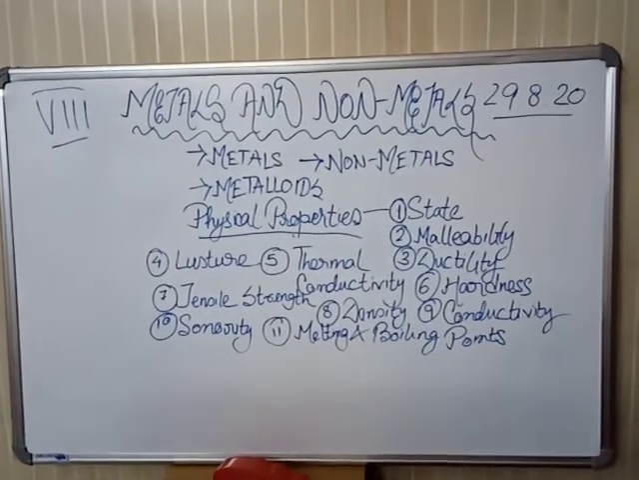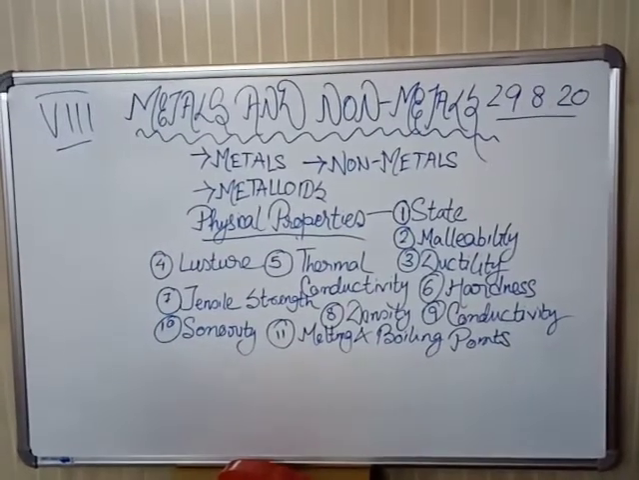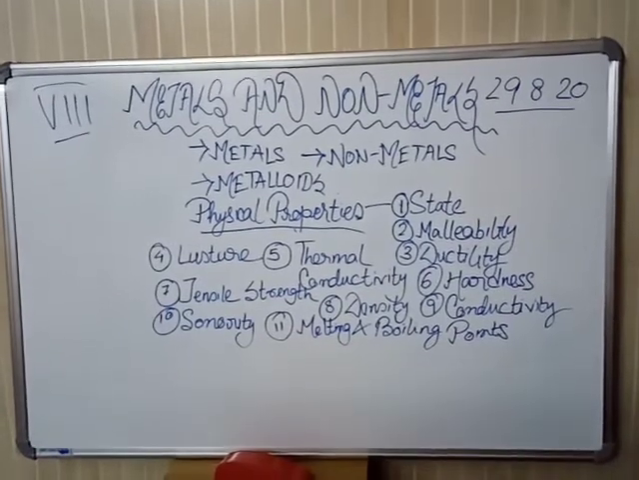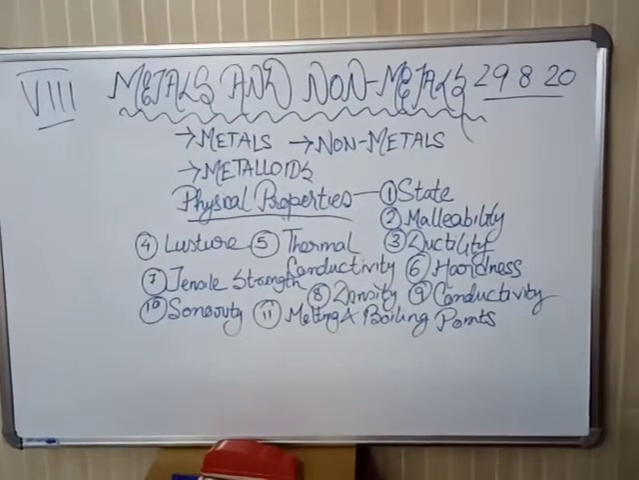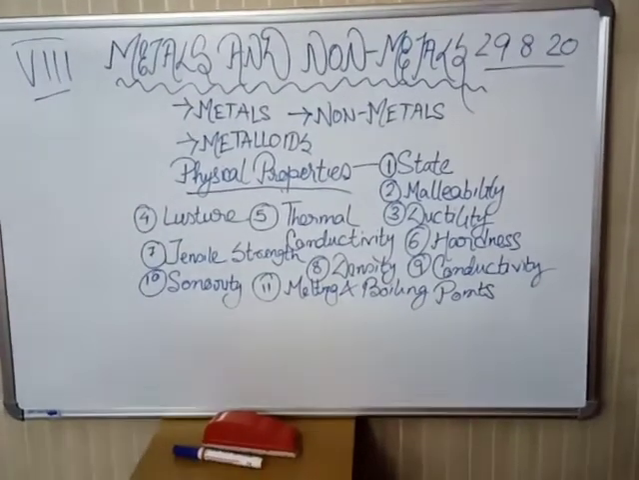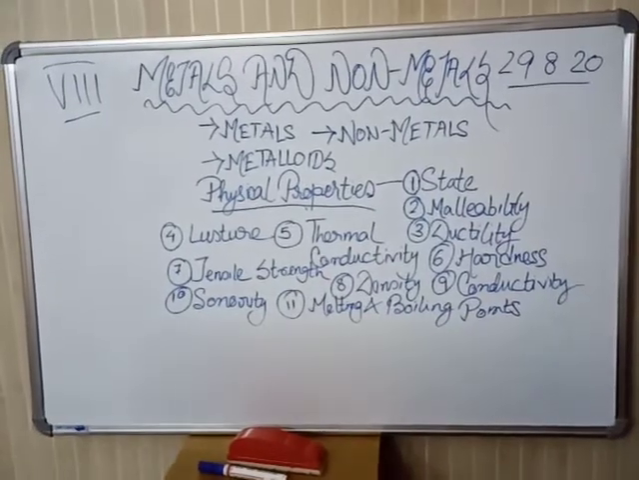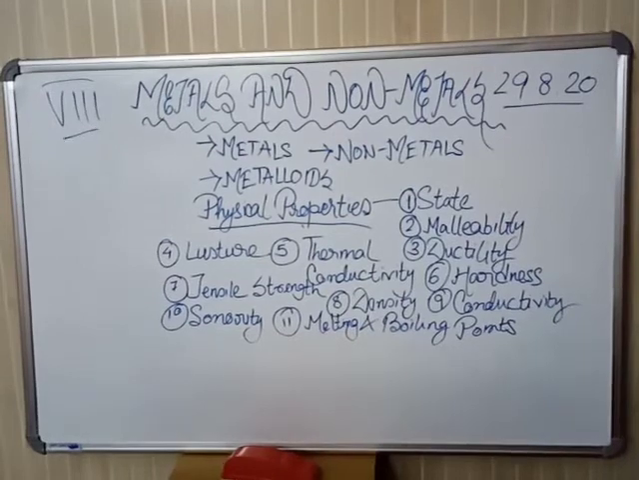Okay. Non-metals are poor or bad conductors of electricity, for example sulfur and phosphorus. However, graphite is the only non-metal that acts as a good conductor of electricity. Now sonority. Sonority is the property of a metal to produce a deep resonating sound when struck with an object. So metals are sonorous in nature. That is why musical instruments like bells are made of metals.